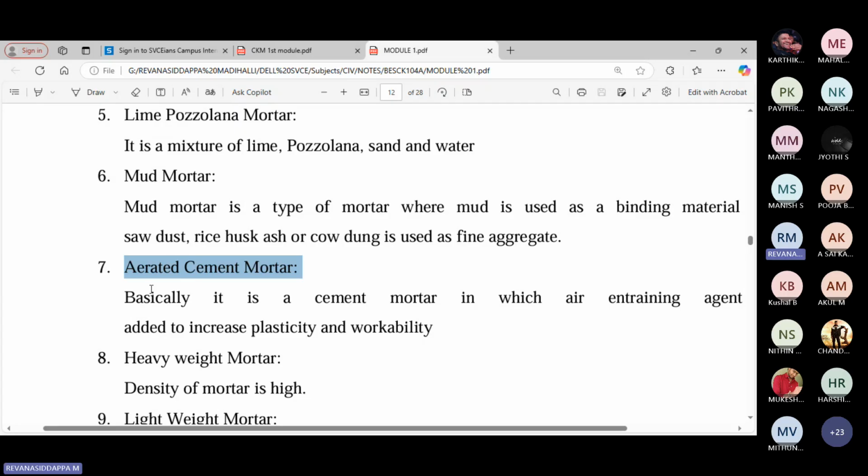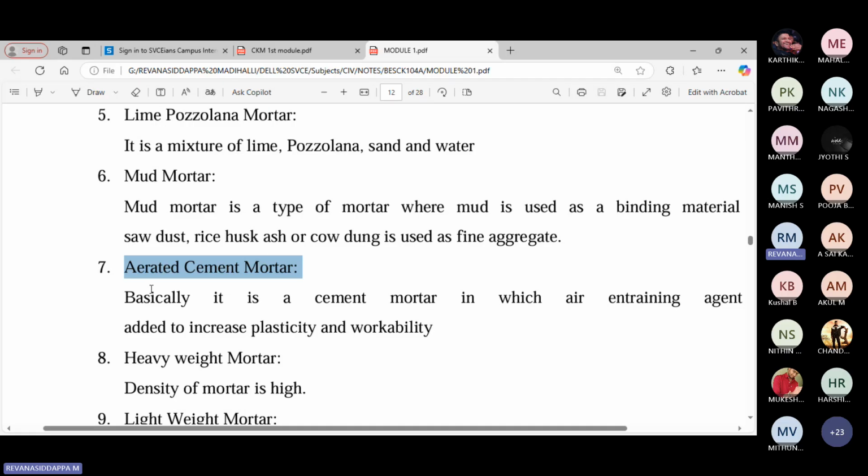If it is too stiff, the spreading of the mortar to the required shape and binding, and keep placing the bricks over the mortar becomes a difficult task there. Therefore, whatever mortar we are making, it should have good flowability. To increase that flowability, we will use air entraining agents in the mortar.